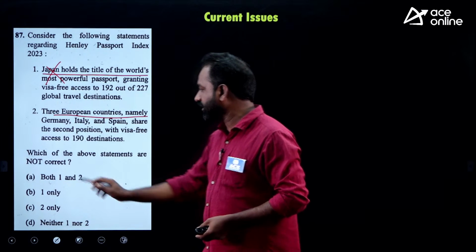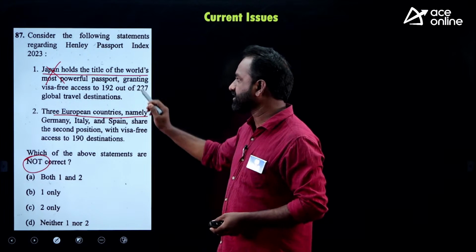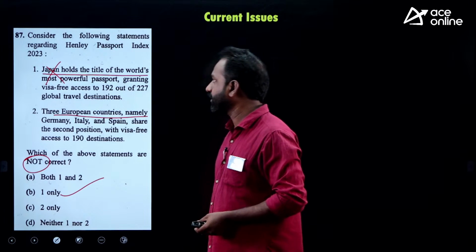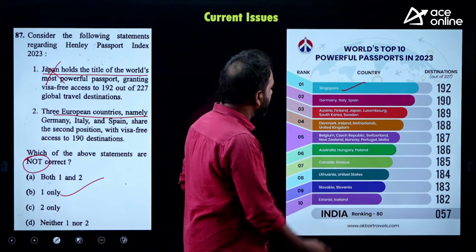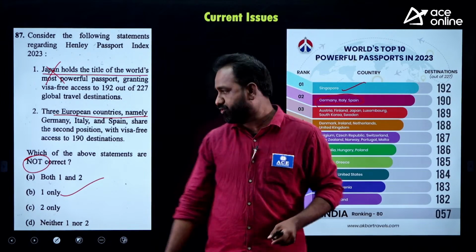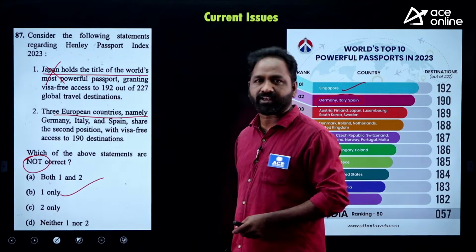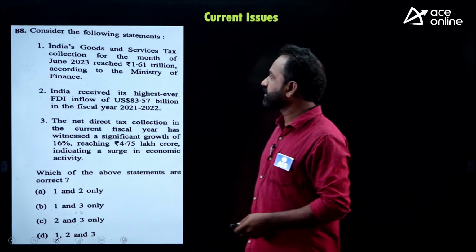So they asked a question about the not correct only. So first one is the not correct. The answer must be 1 only. Sir, what is the proof? If you see here, Singapore is number 1 and Germany, Italy, Spain is second position. Next, consider the following statement.